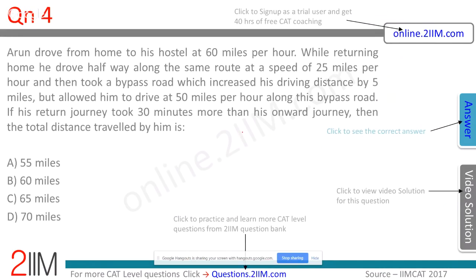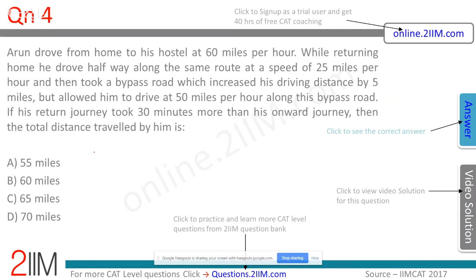Arun drove from home to his hostel at 60 miles per hour. While returning home, he drove half along the same route at a speed of 25 miles per hour, then took a bypass road which increases driving distance by 5 miles, but allowed him to drive at 50 miles per hour along this bypass road. If his return journey took 30 minutes more than his onward journey, then the total distance traveled by him.